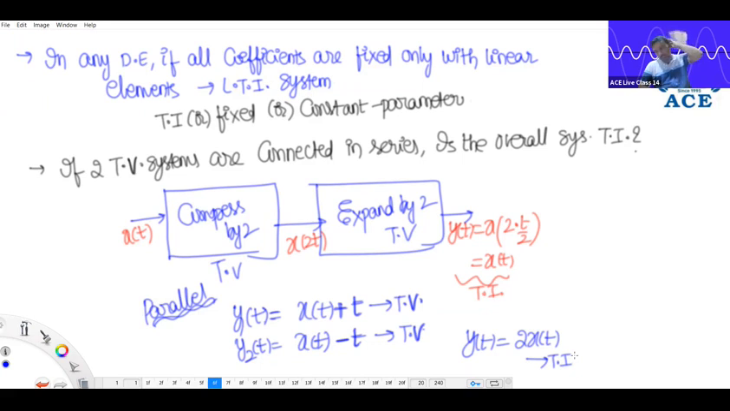So either it is series connection or parallel connection, there is a chance of invariance nature.